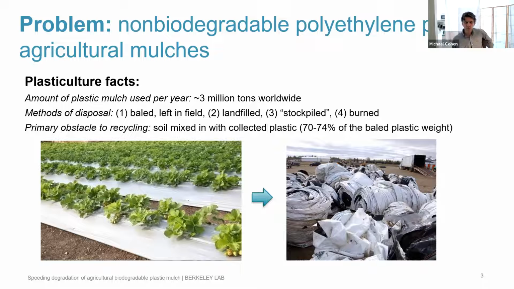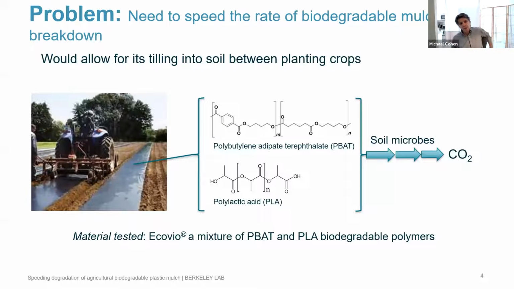So what we wanted to do was enable the breakdown of these biodegradable alternatives, especially in colder climates like along the California coast and Washington State. These polymers, although they're biodegradable, don't break down fast enough to keep them from accumulating in colder soils.